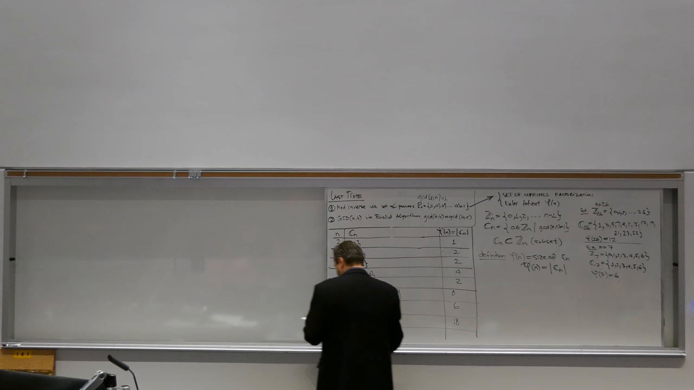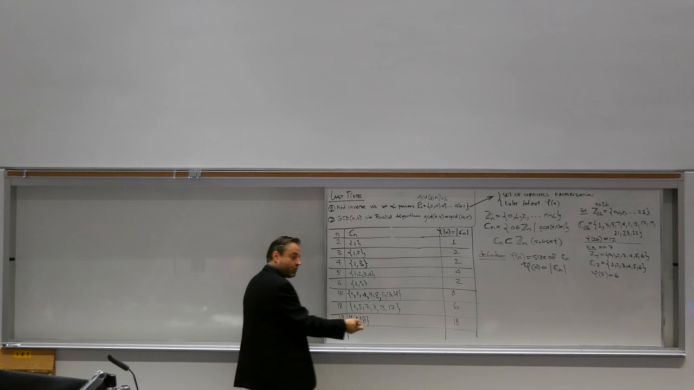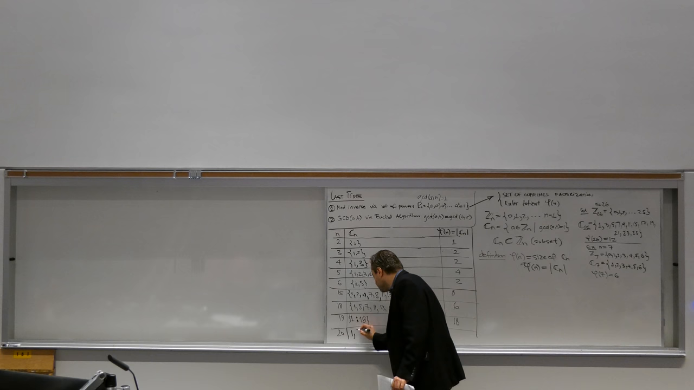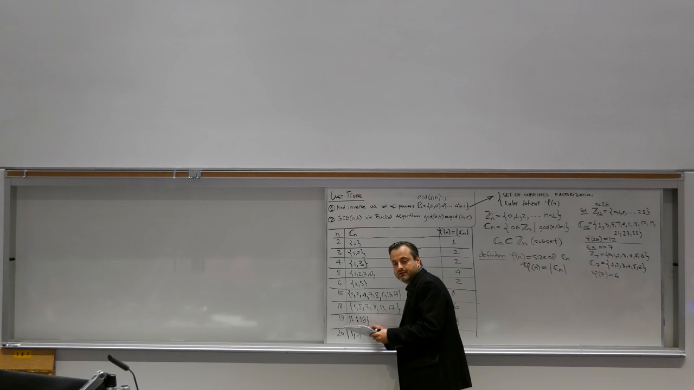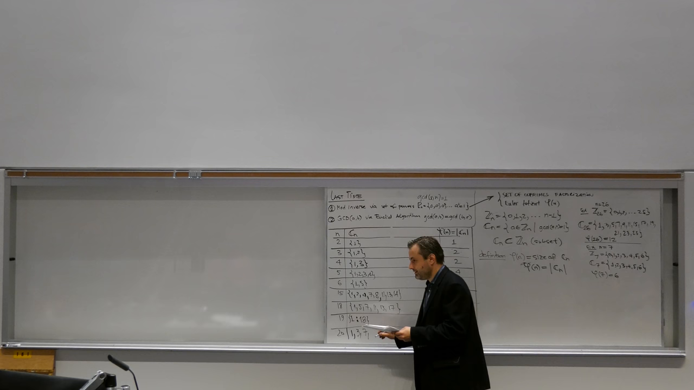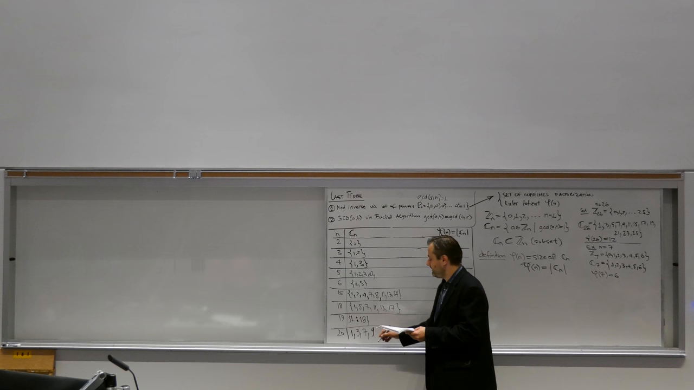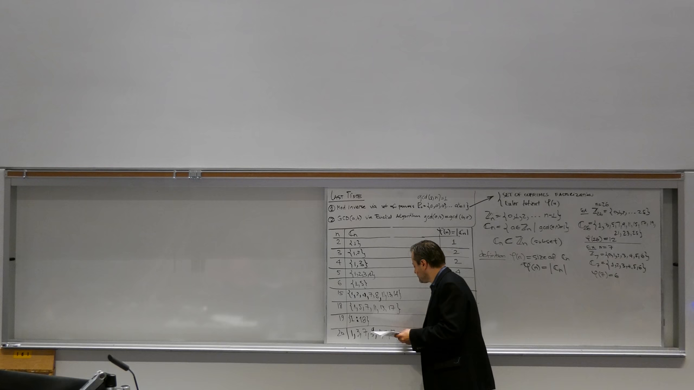Let's take, for example, 20. What are the coprimes with 20? 1, it's always there. 2 is no good. 3, 4, 5, 6, 7, 8, 9. 9 is good because 9 is 3 squared, but there's no 3 in 20. Which is next? 11, 13, 17, 19. So how many? 8?